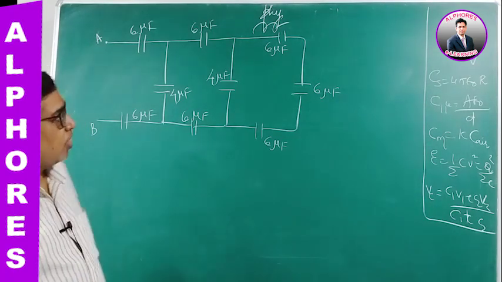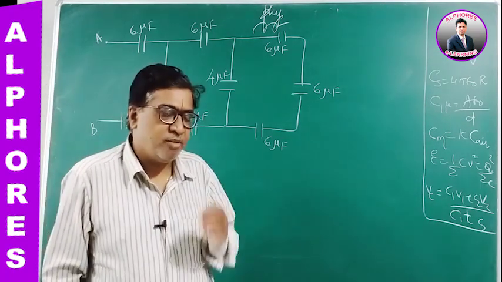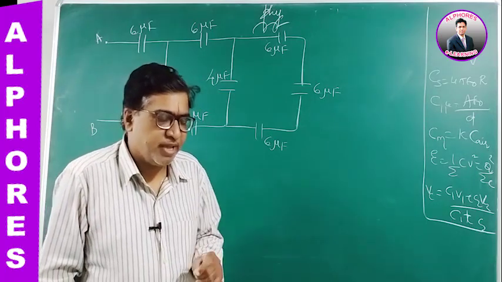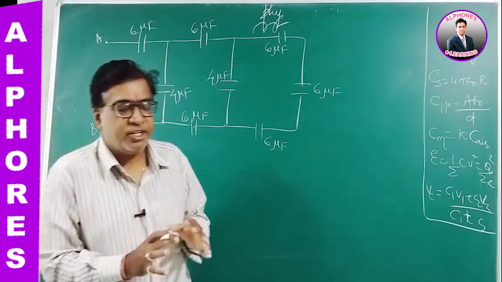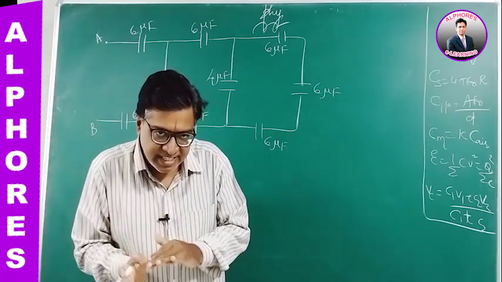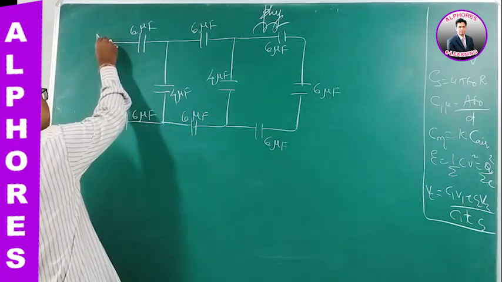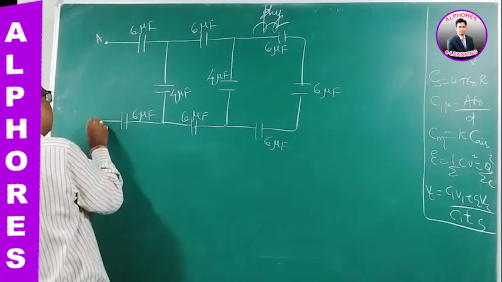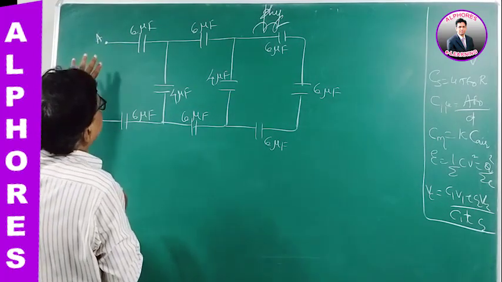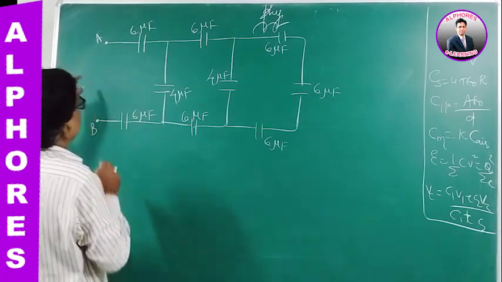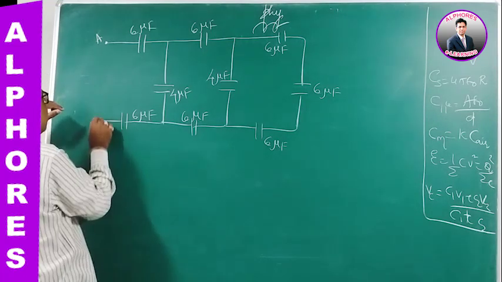So how to find? Whenever you come across such a question, first you have to make out from the figure whether the capacitors are in series or in parallel. How to do so? Suppose this is the first terminal and this is the second terminal. Imagine a source connected between them. Let's suppose a source is connected like this.